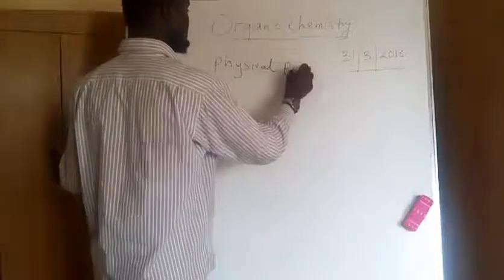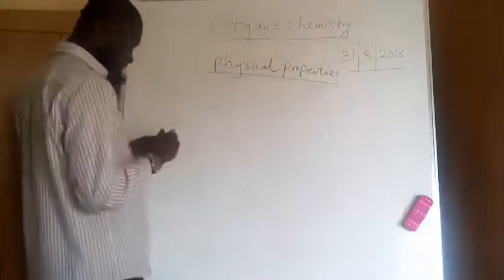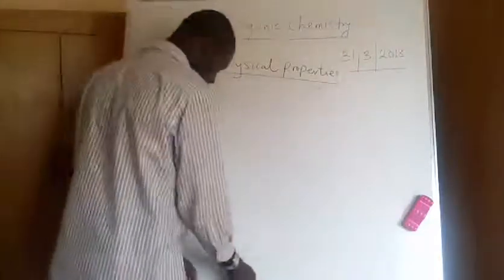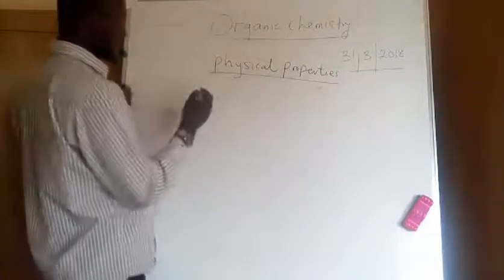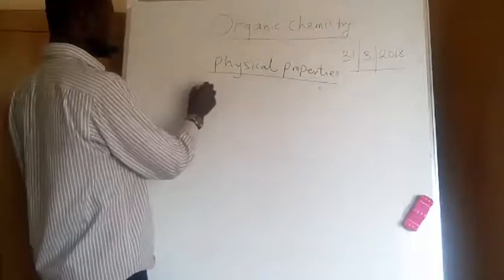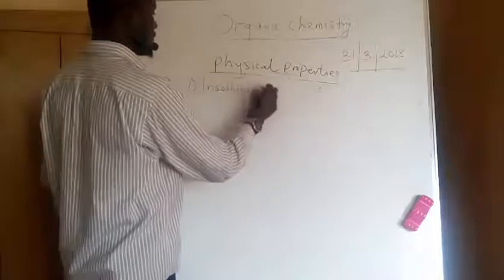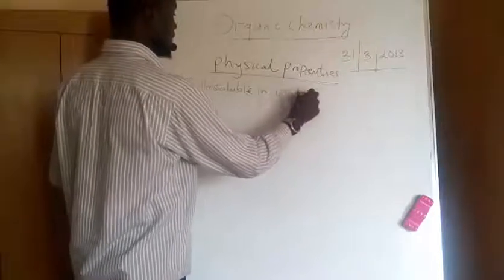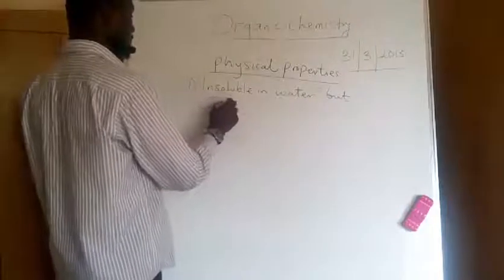Physical properties. One of the physical properties of alkanes is they are insoluble in water, but they are soluble in organic solvents.